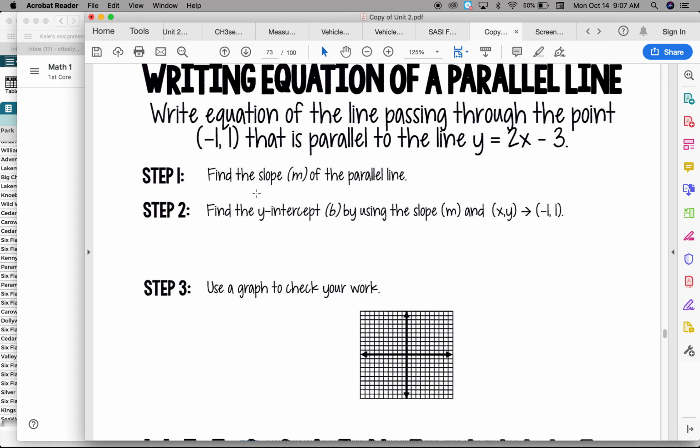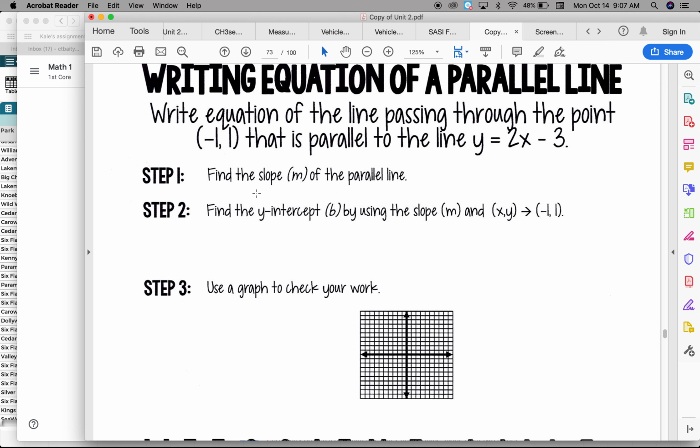Parallel lines are really easy. We're just going to find the slope, which is m, of course. In this equation, we have y equals 2x minus 3. And it says to write the equation of the line passing through the point 1, negative 1 that is parallel to the line of y equals 2x minus 3. Finding the slope of a parallel line is very simple. It's the exact same thing. So we know that the slope is going to be 2.